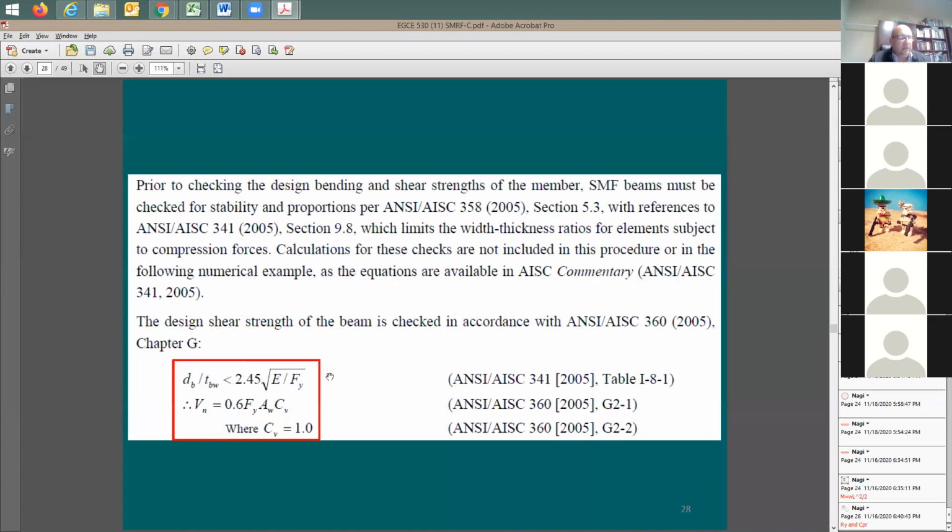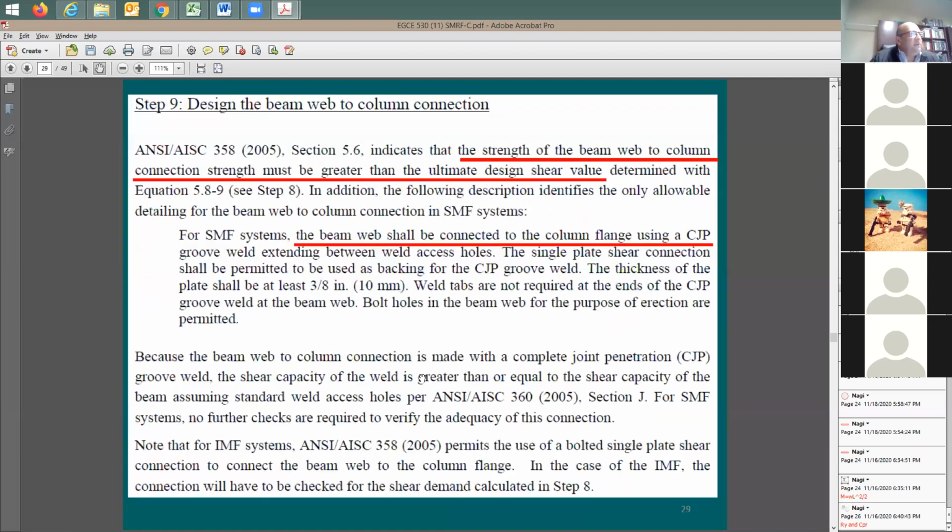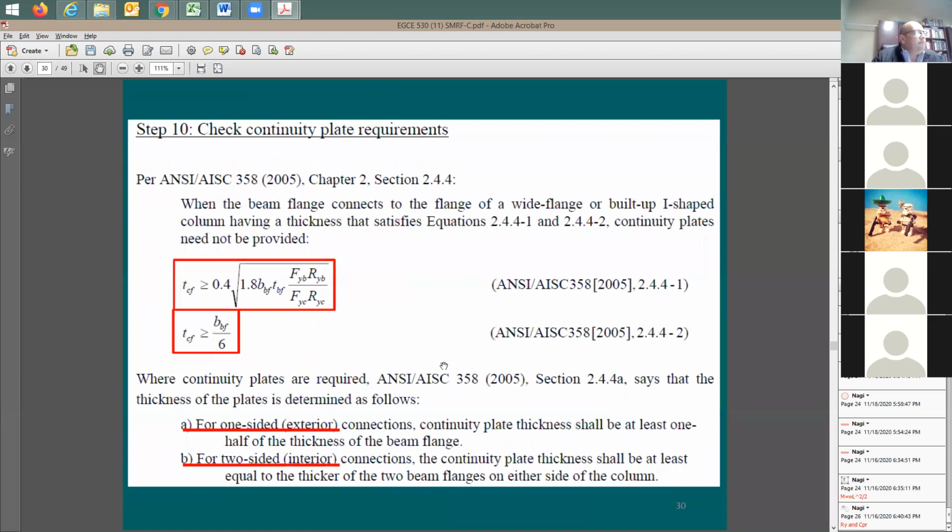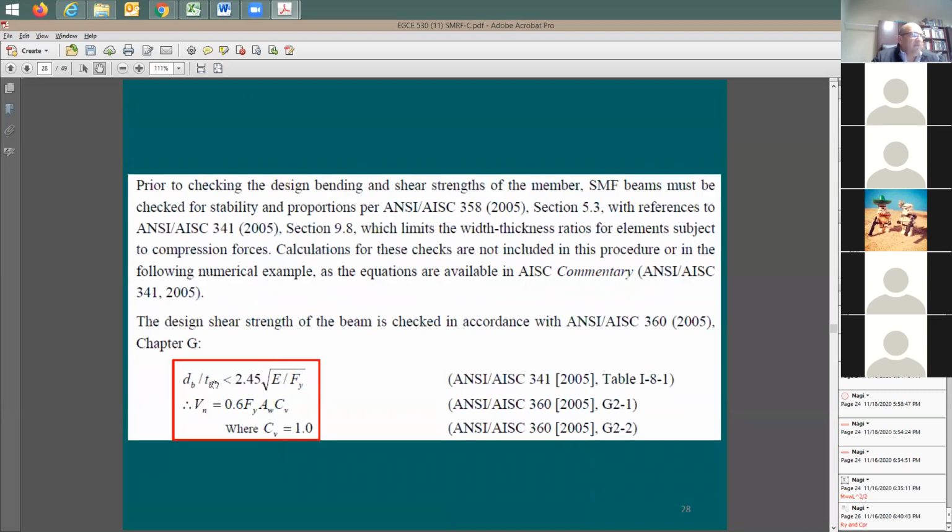And here's the check. This will give you one of the checks. Now, Vn is going to be equal to 0.6, which we have done before, times Fy times area of the web times CV, and CV is going to be equal to 1. So this is exactly what we have done before. Now, what phi factor should we use? This is going to be the question, right? So this one we need to think about. What do you think? What phi factor should I use here? Should I use 1 or should I use 0.9, or what should I do?